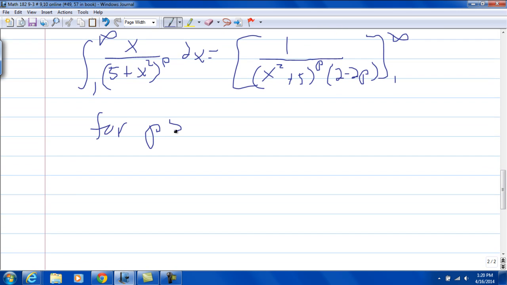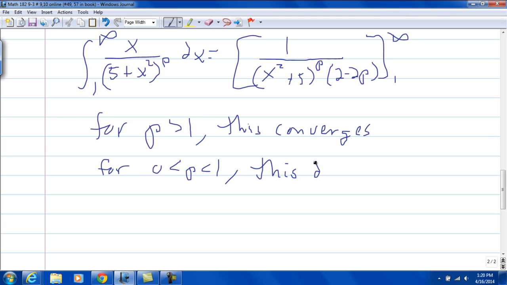Now for p bigger than 1, this converges. For p between 0 and 1, it's going to diverge. And we already know that for p equal to 1, it diverges. So from 1 to infinity is going to be the value of p for which it converges.